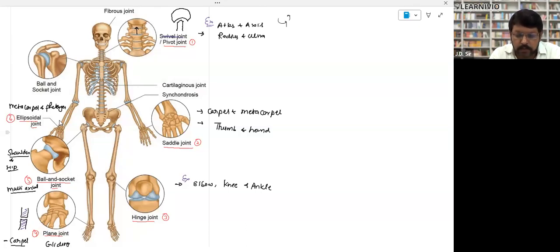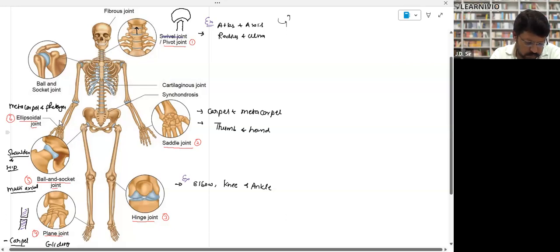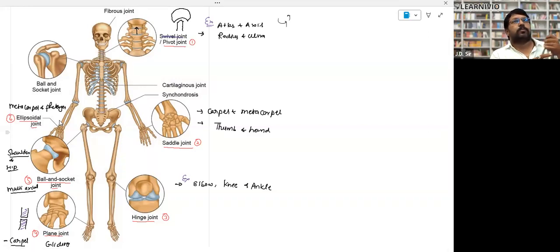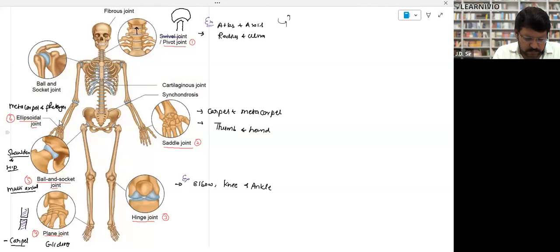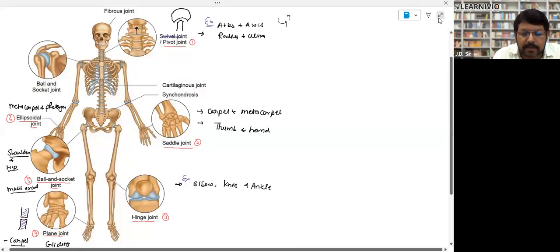Let me know when you note it down. So here you have to remember only the example.